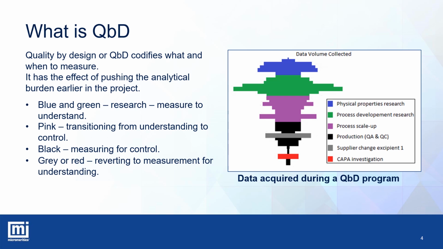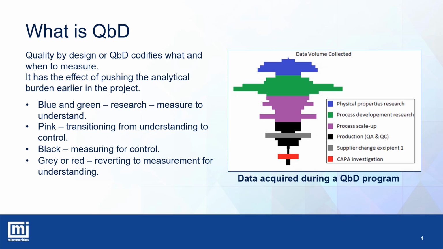However, it occasionally becomes necessary to revert to a testing for understanding mindset. So in the grey section, an excipient supplier had to be changed, and the new excipient had to be fully quantified. So additional testing was required. This was relatively easy, as the research testing provided a template for this.